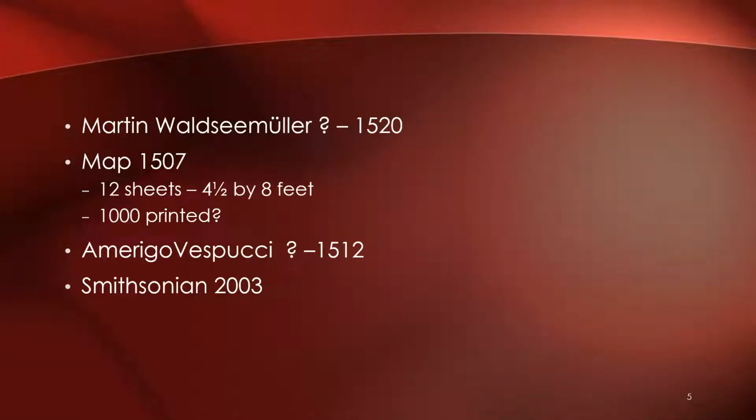It consisted of 12 sheets of paper and measured 4.5 by 8 feet. It's believed that there may have been as many as 1,000 copies of this map printed. Amerigo Vespucci died in 1512, not too long after the map was printed. The Smithsonian Institution acquired a copy of this map in 2003.